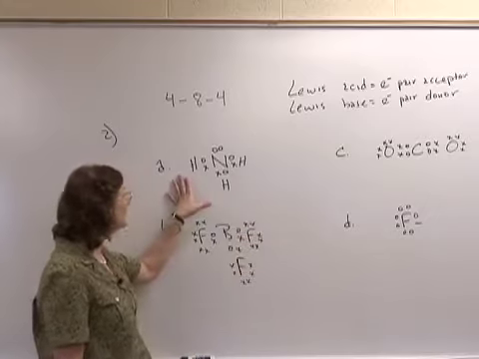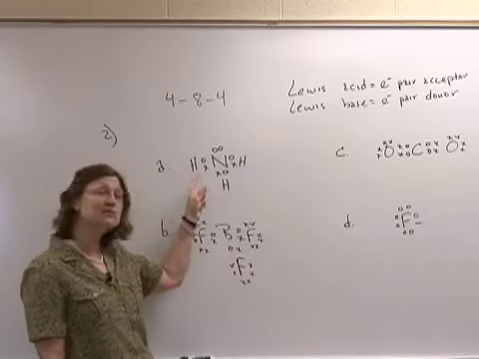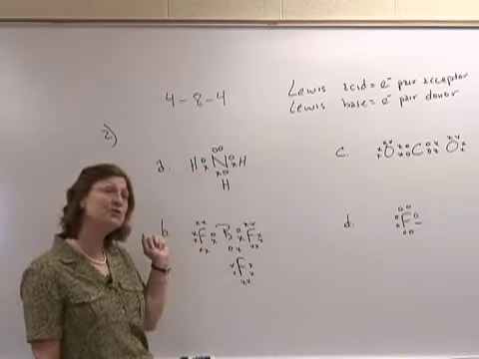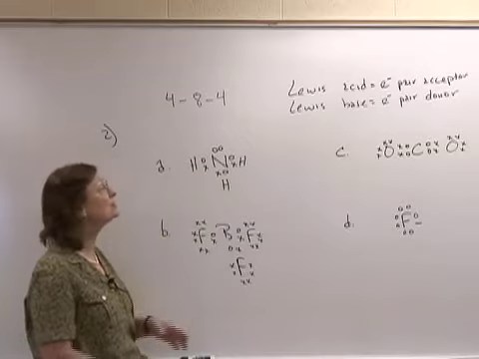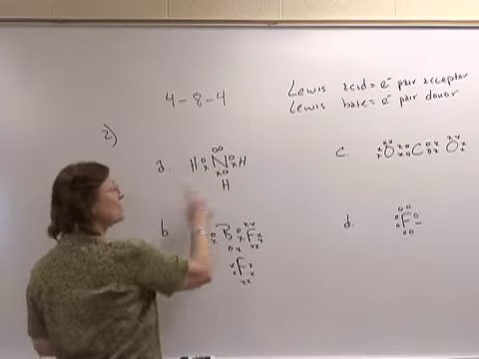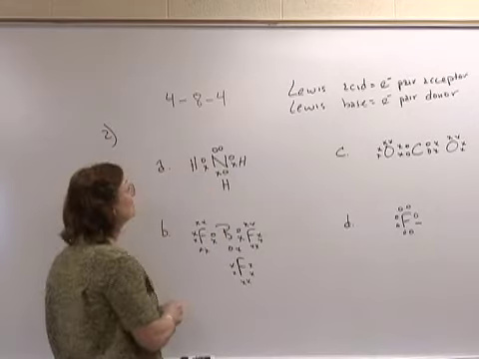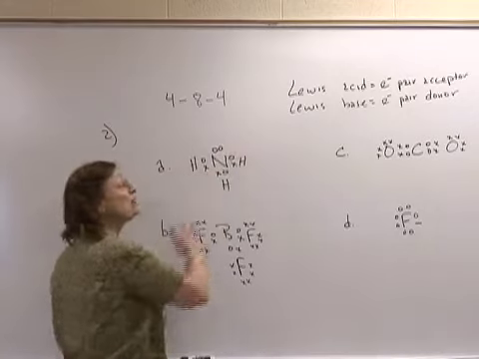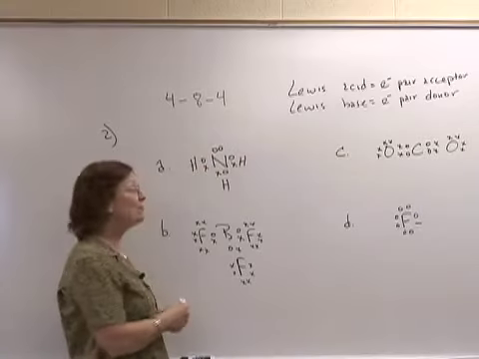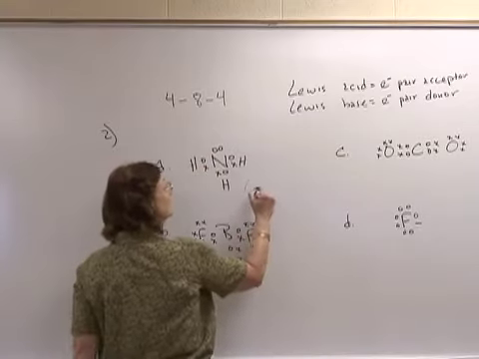Well, when we draw the dot diagram for ammonia, we see that nitrogen has 5 dots. It's an s2p3 electron configuration. And I have my 5 dots for the nitrogen, and hydrogen has 1 electron for each hydrogen. And therefore, there's no room here to accept an electron pair. And therefore, it must be a Lewis base.